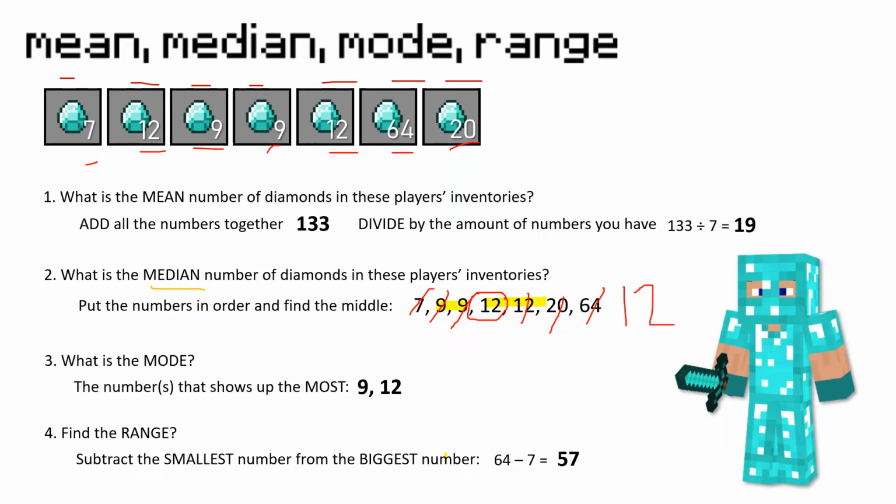to get a range of 57. Something I want you to note, the number 64 here is quite larger than the rest of the terms in this data set. When that happens, 64 would be considered what we call an outlier. It's whenever you have a number that is way bigger or way smaller than the rest of your data. Right, next slide.